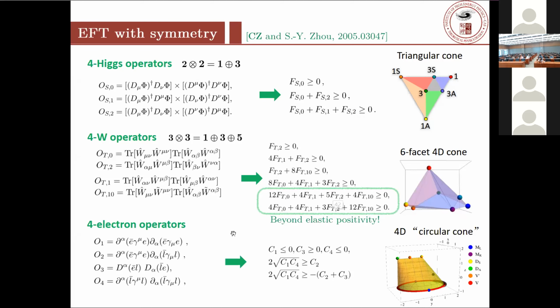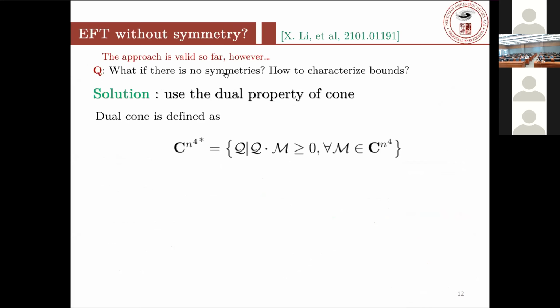Now, so far we can see that our projector approach is very useful, but a question will arise: if we cannot obtain the projectors, then we cannot construct the cone, and then we cannot get the bounds. This situation will happen when the theory has no symmetries, so we cannot obtain the CG coefficients. Then how can we characterize the bounds? The solution we provide in this paper is to use a dual property of the cone, and this is what I actually want to tell you in this talk.